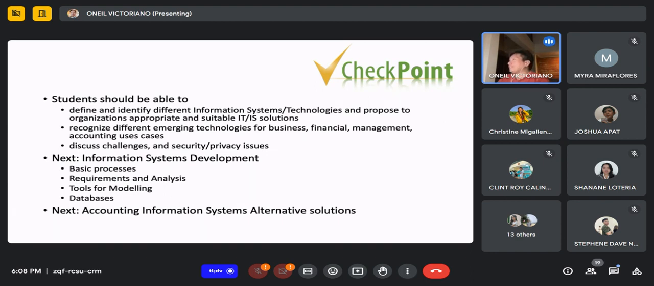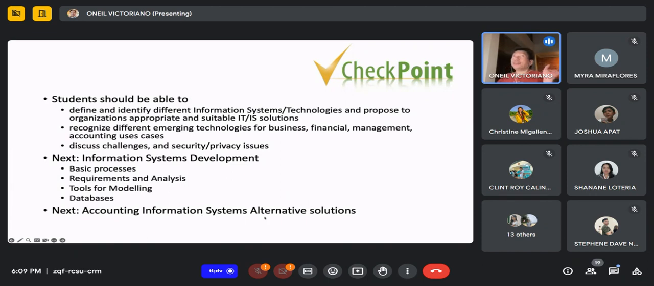Okay, so from the first part, we'll be able to understand information systems development, because we'll be looking at the basic processes that are part of requirements and analysis, and the different tools for modeling, and of course database modeling, which is part of your exam. We'll be able to understand these different modeling tools for requirements and planning. And of course, we'll be having AIS.